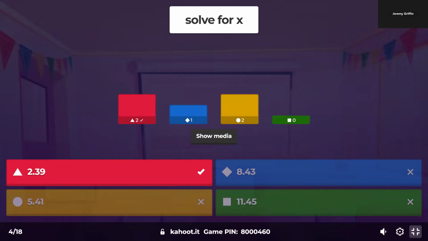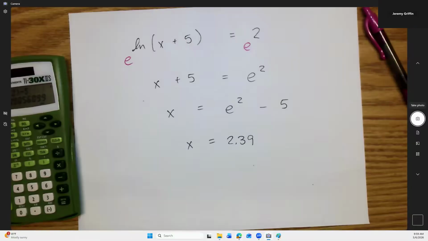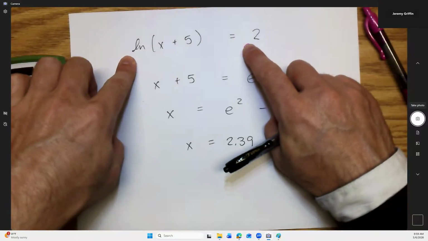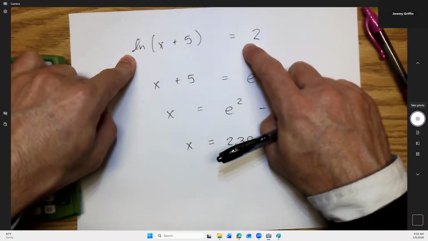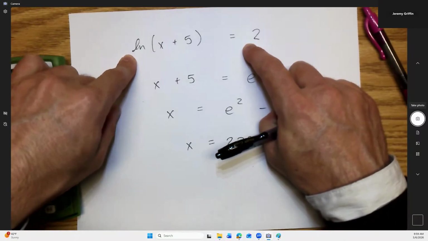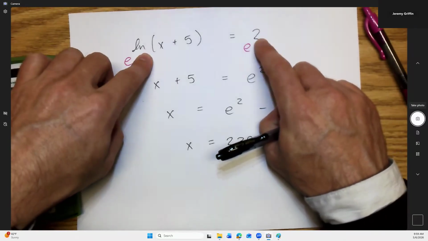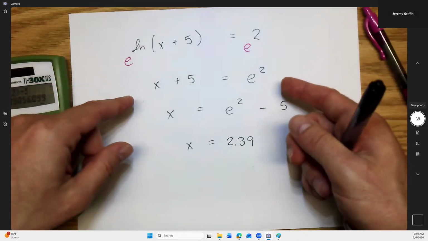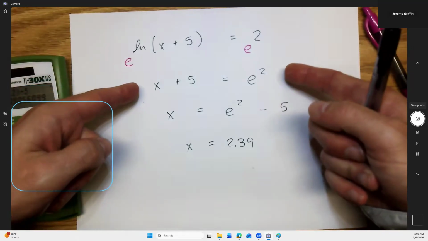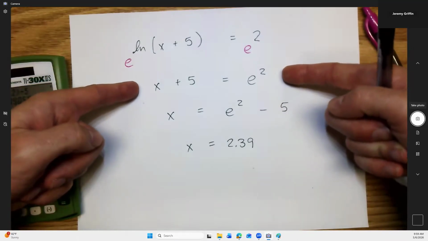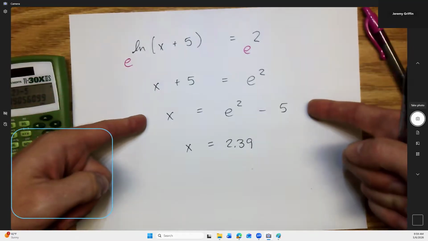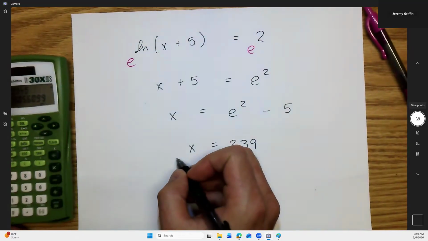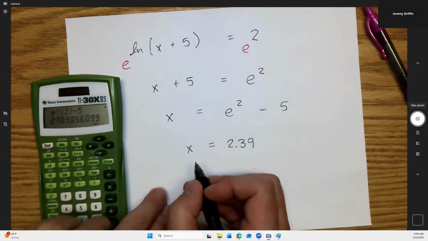Let's check this out. So I gave you natural log of x plus 5 is equal to 2. Okay. So how do you undo a natural log? Well, you can do e to the power of 2 equals x plus 5, or you can do e to the power of both sides. That cancels out the log. There's a couple ways to think of that, but no matter how you think of it, this should be one of your steps. And then I simply subtract 5 over, and I get that number, which is about 2.39.